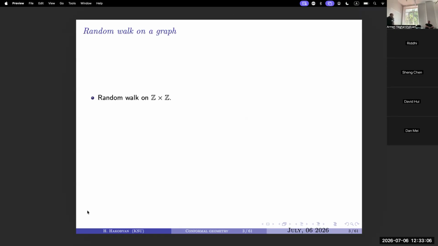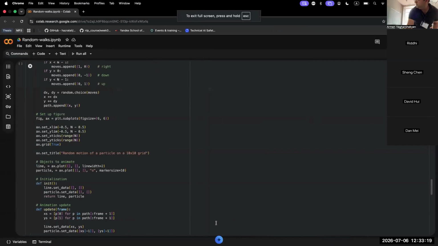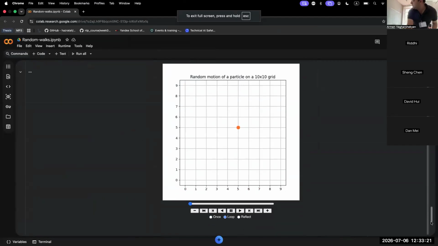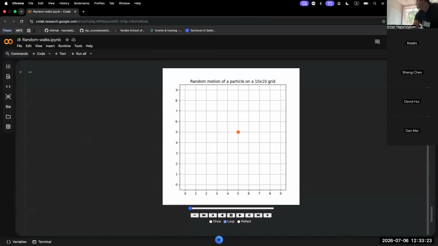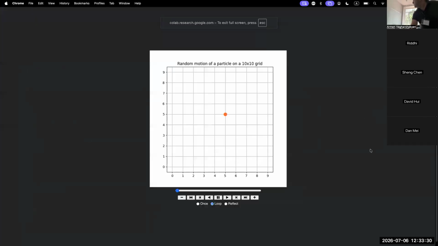The first thing I'm going to talk about is what's called a random walk. A lot of you know what that is. So what I want to do is remind you what a random walk on graphs is.